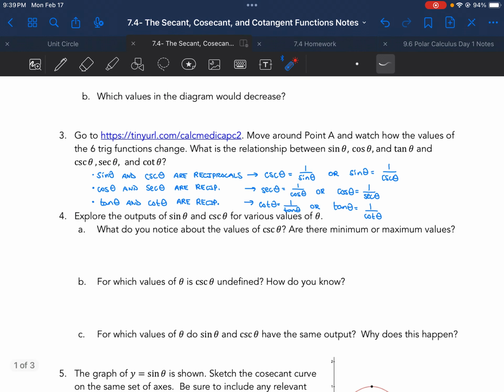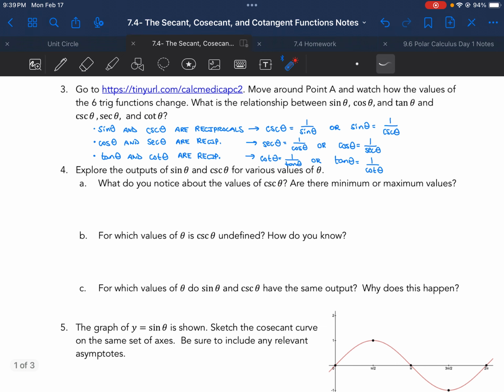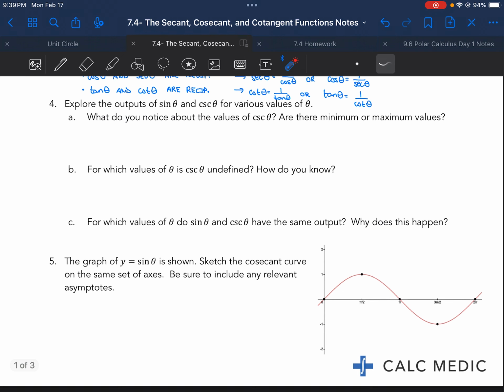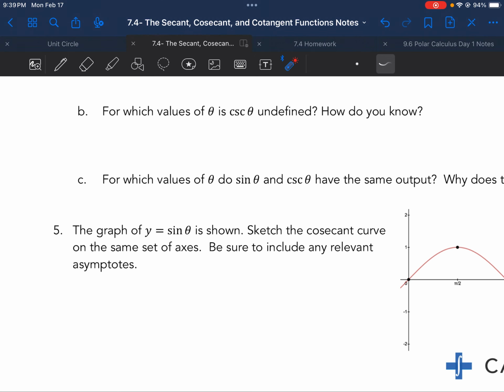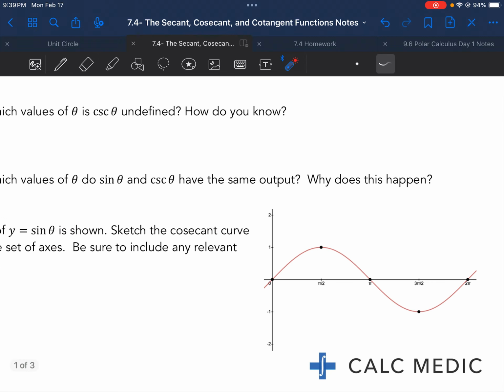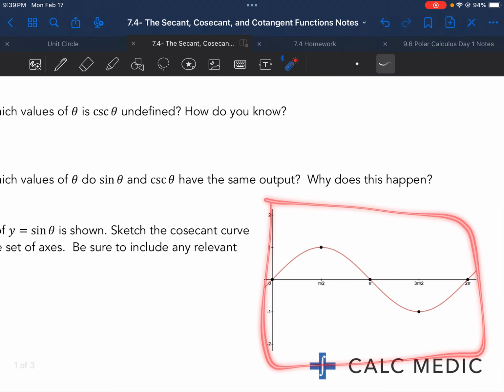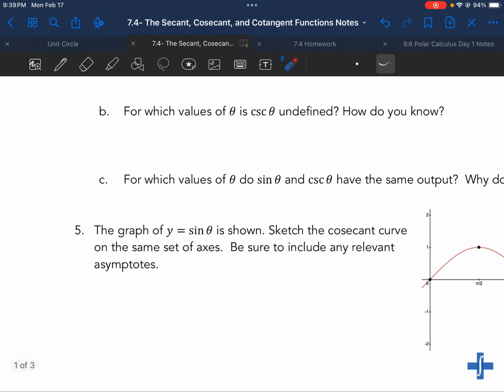All right? The next thing I want to do is skip part 4 for now, and show you how you can graph secant, or in this first case, cosecant. I want to show you how we can graph cosecant by hand. Okay, so look at number 5. The graph of y equals sine of theta is shown. So this is the parent graph of sine of theta, a parent graph you should be very, very familiar with.